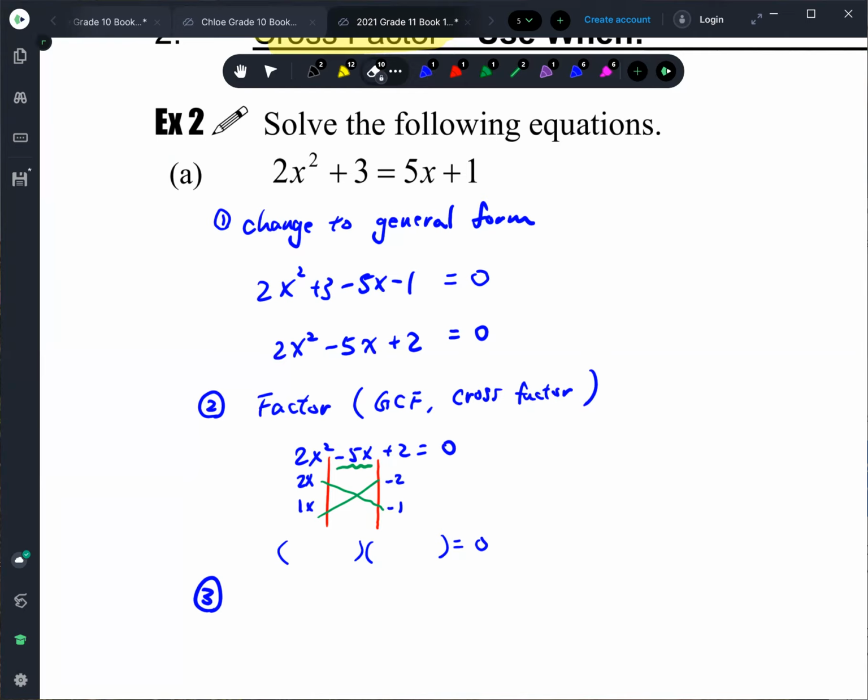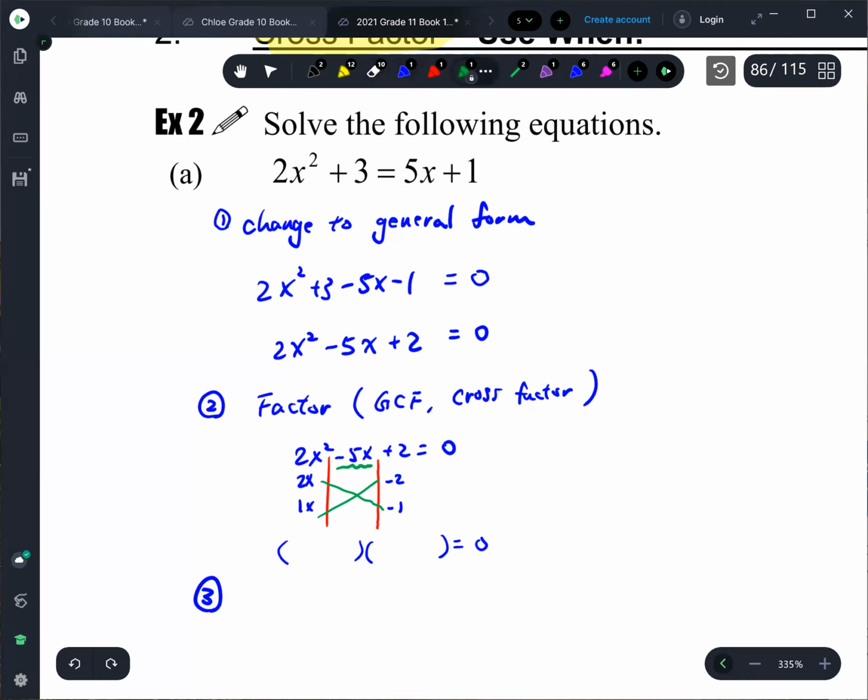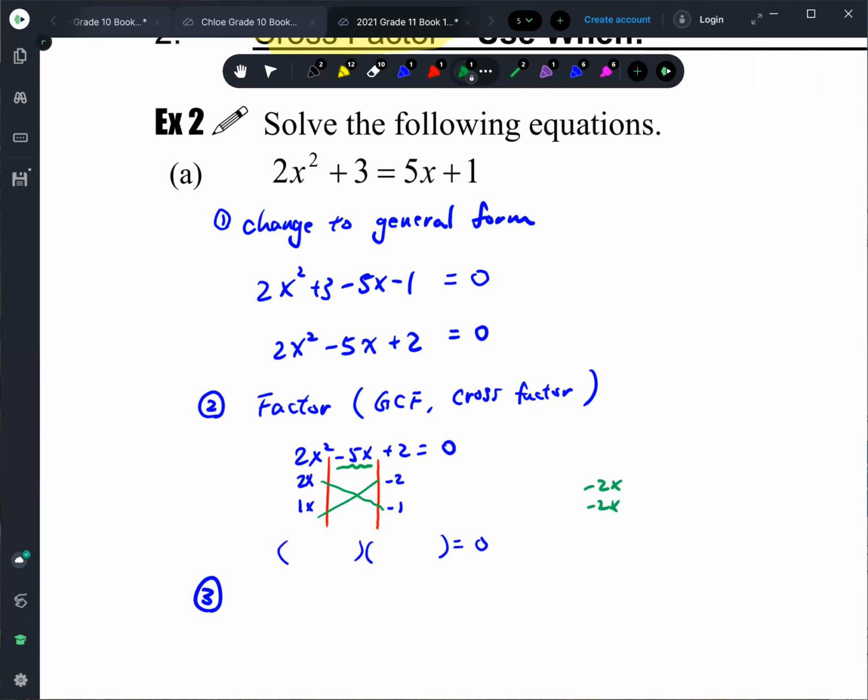Bernice, are you there? Can you keep your mic on? Okay, so does this pair work? You need to cross multiply and add them up first, right? So when you cross multiply, what do you get? Negative 2x and another negative 2x. Do they add up to the middle? No. Okay, so that means it doesn't work. So what else can we do to the numbers?